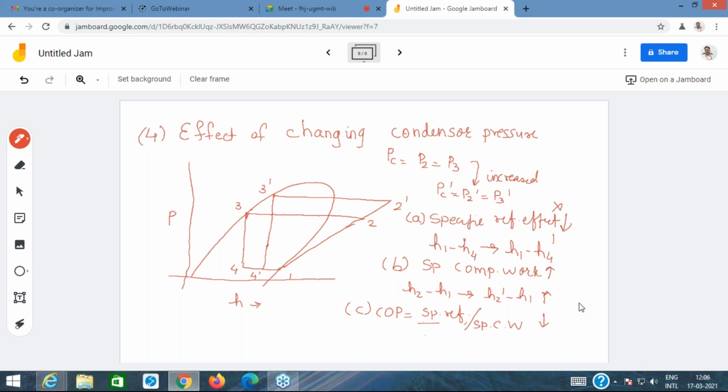We cannot decide what the ambient temperature is. So higher ambient temperatures would result in higher condenser pressures, and higher condenser pressures are not at all desirable. So then what can we do as an engineer? As an engineer, we can see to it that the heat exchanger which we design is as efficient as possible. Okay. So what does it mean?